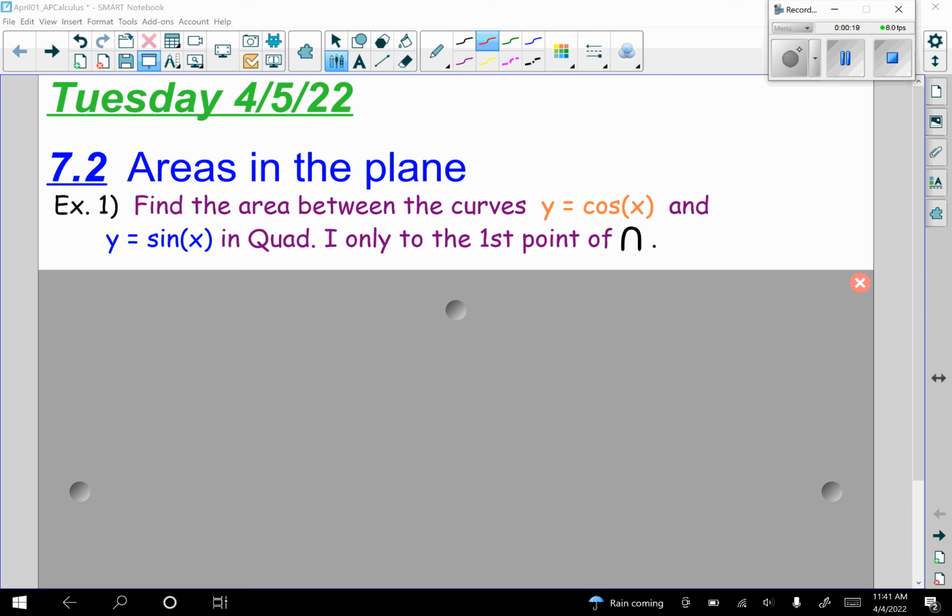So go ahead and carefully just copy down example 1. We want to find the area between the curves y equals cosine x and y equals sine x in quadrant 1, only to the first point, and this symbol here means intersection. So when you're done copying this down, pause the video and then graph both y equals cosine x and y equals sine x on the same coordinate plane.